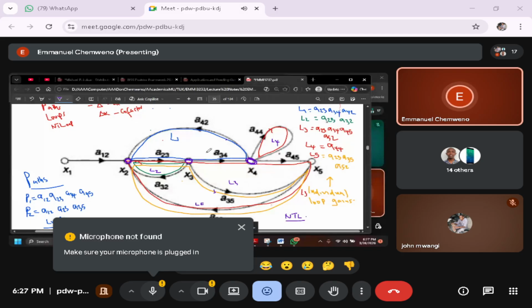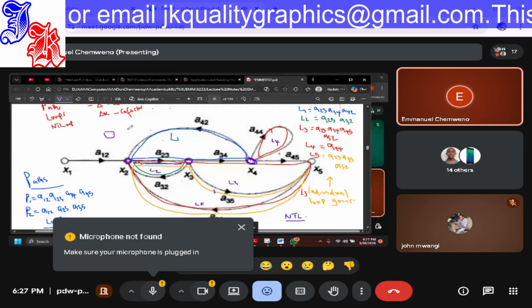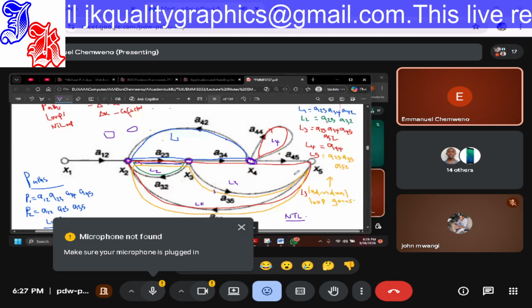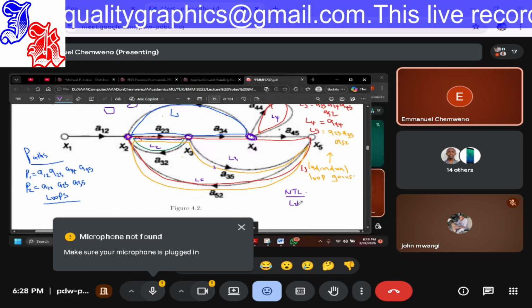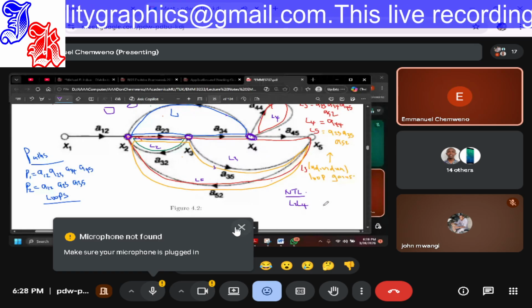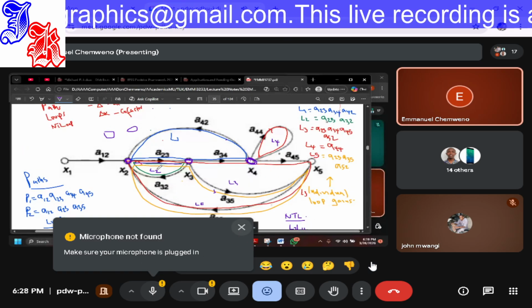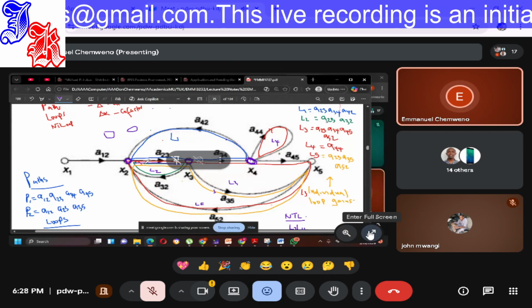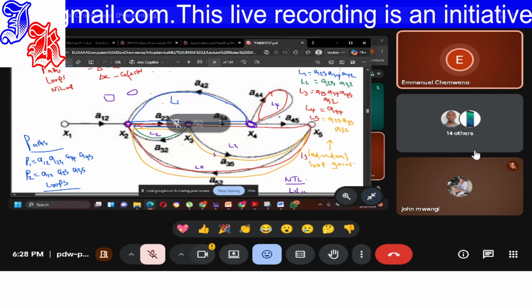Loop 2 and loop 4. This is loop 2, this node, and this is loop 4. So it is obvious that loop 2 and loop 4 don't touch, because this is loop 2 and this is loop 4. So we have a combination of loop 2 and loop 4 not touching. Loop 2 and loop 5, they share these two nodes, so they touch.